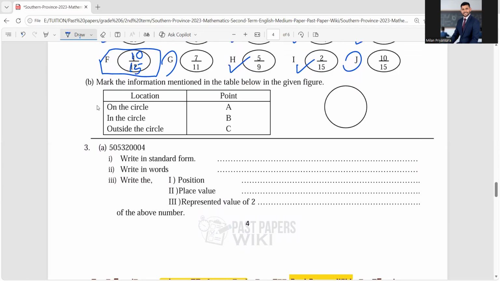Okay, mark the information mentioned in the table below in the given figure. On the circle, A. You can mark this on the circle. And in the circle B, you can write B, and outside the circle C. Yes, like that. It's very easy.